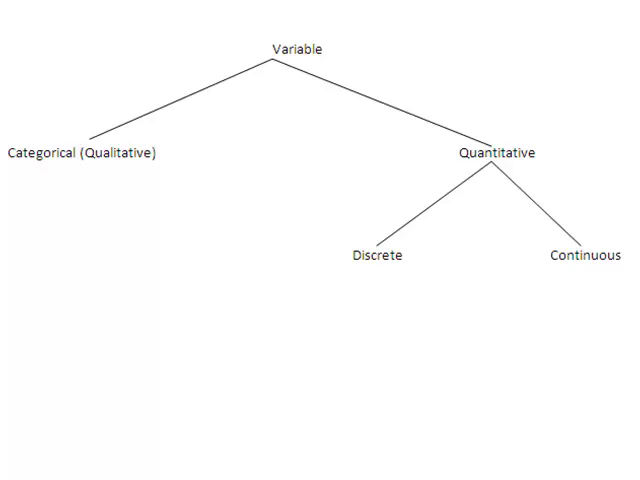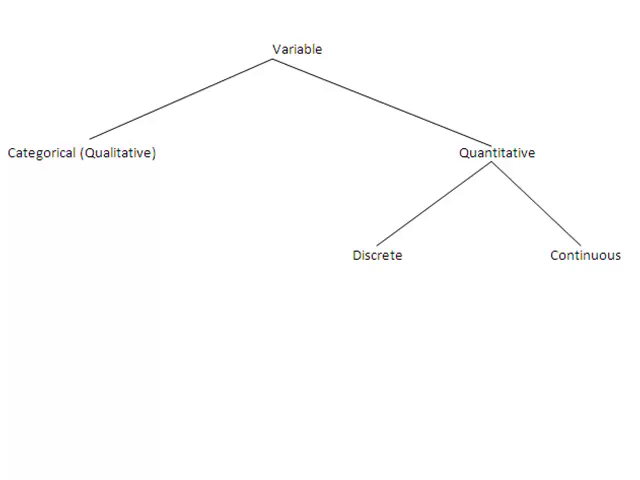So here we go with our variables. You can either have categorical or quantitative. With the quantitative variable, you either have discrete or continuous. Discrete being counts, and continuous meaning you have an infinite number of possible values. So those are generally measurements.